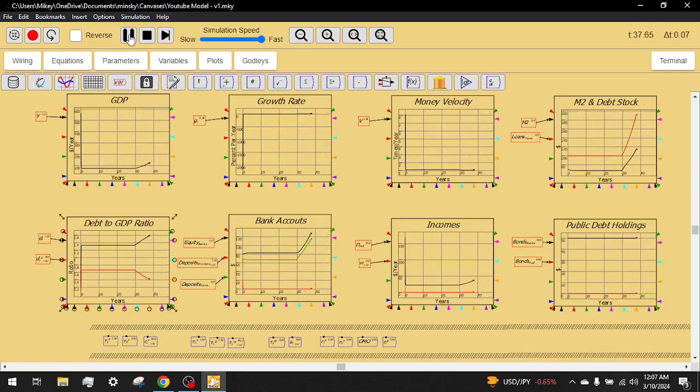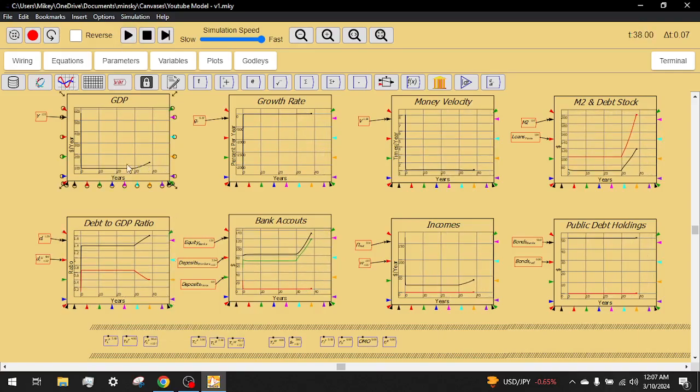Okay. We can see that the GDP starts to pick up. The equity of the bank starts to pick up, which makes sense because they're issuing more loans. The deposits of the workers are going to pick up. That makes sense because the private firms are going to be paying their employees out of their deposit accounts, right?